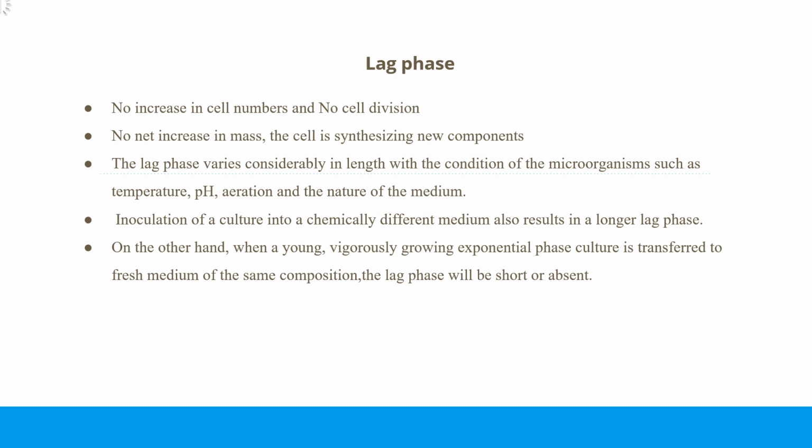The lag phase varies considerably in length with the condition of the microorganism and the nature of the medium. This phase may be quite long if the inoculum is from an old culture or one that has been refrigerated. Inoculation of a culture into a chemically different medium also results in a longer lag phase. On the other hand, when a young, vigorously growing exponential phase culture is transferred to fresh medium of the same composition, the lag phase will be short or absent.